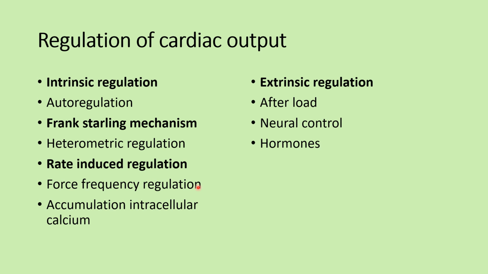And hormones like catecholamines, thyroxine, insulin, and growth hormone increase the heart rate. And the chemicals, carbon dioxide and acidosis, depress the myocardial contractility and decrease the cardiac output. These come under the extrinsic regulation.